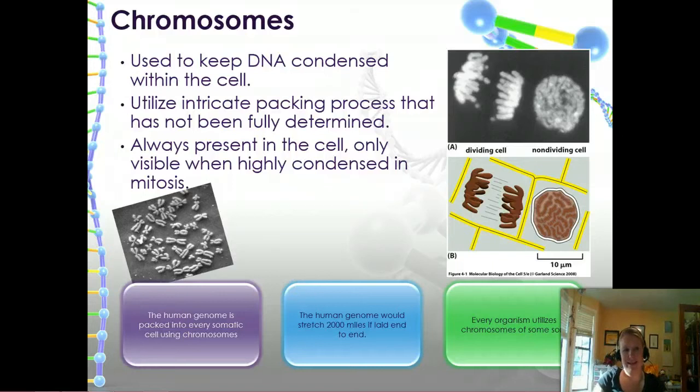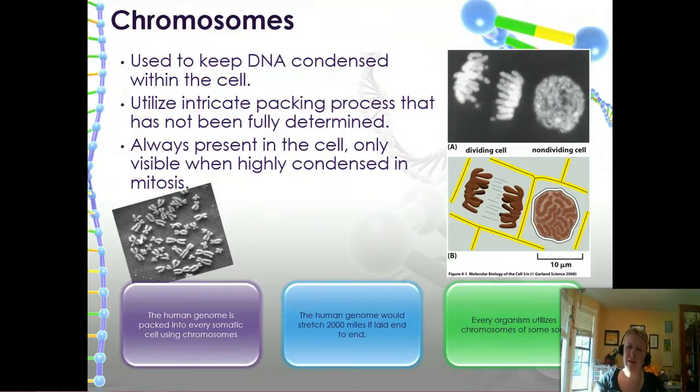Every cell has the entire genome packed into it. So how does it do that? Because the human genome, if stretched out, would be over 2,000 miles long. So how is this packed into these tiny cells that we can't even see with the naked eye? And this is all because they're packed into chromosomes, and this is how we keep DNA condensed within the cell.